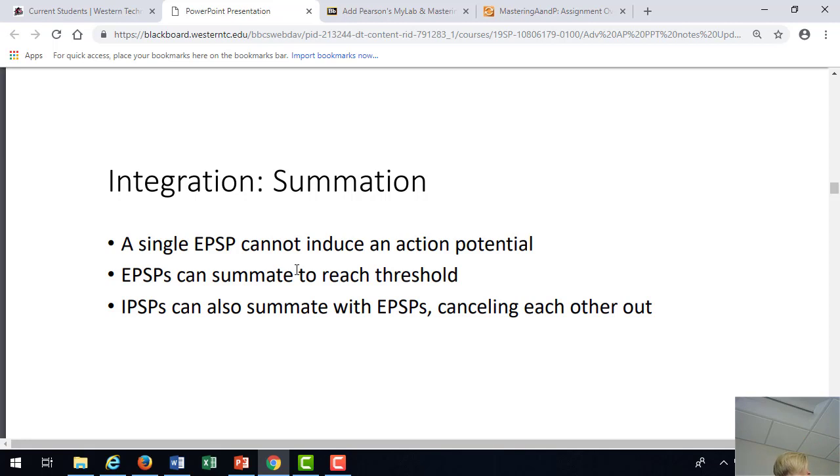I'm back to 0, right? They kind of cancel each other out. So I need more EPSPs than IPSPs. Does that make sense to get to threshold? So they can add up together or cancel each other out depending on what the stimulus is causing, the IPSP or the EPSP. So it's all about reaching threshold or not.